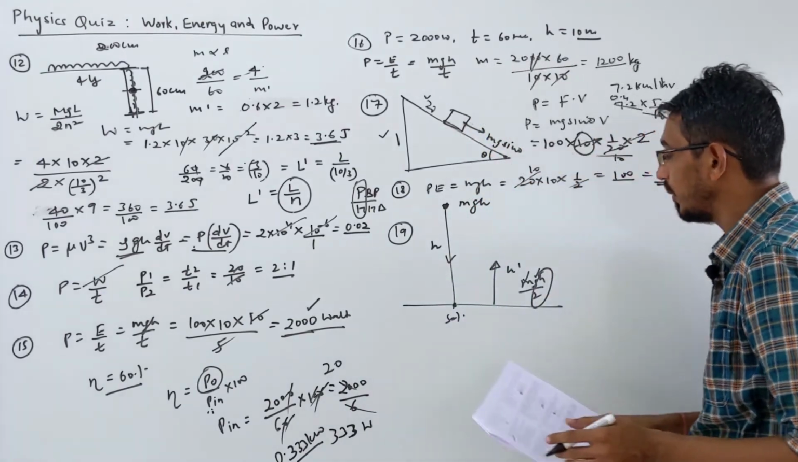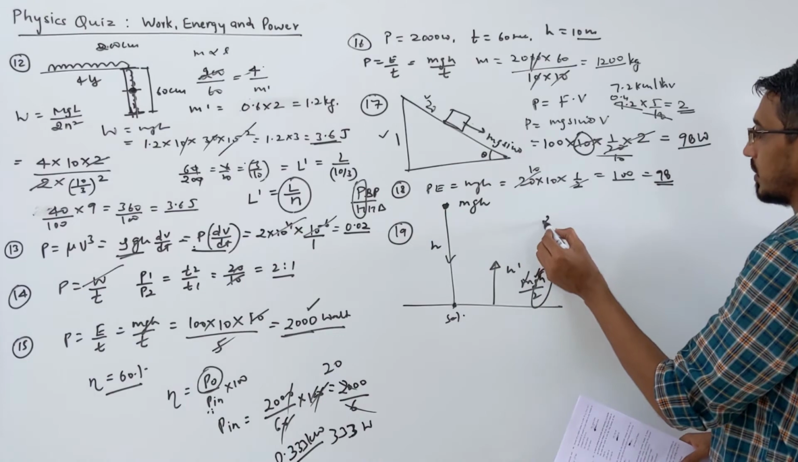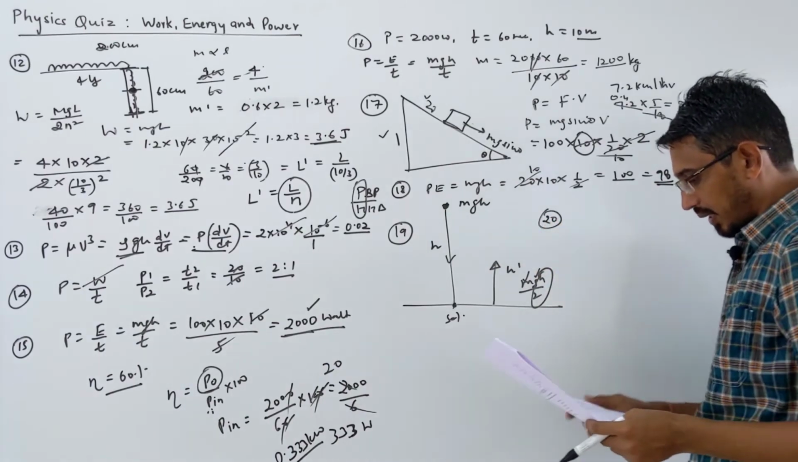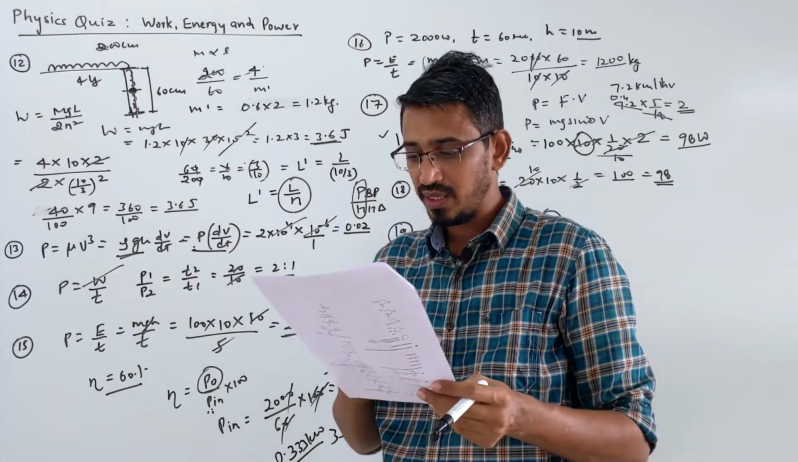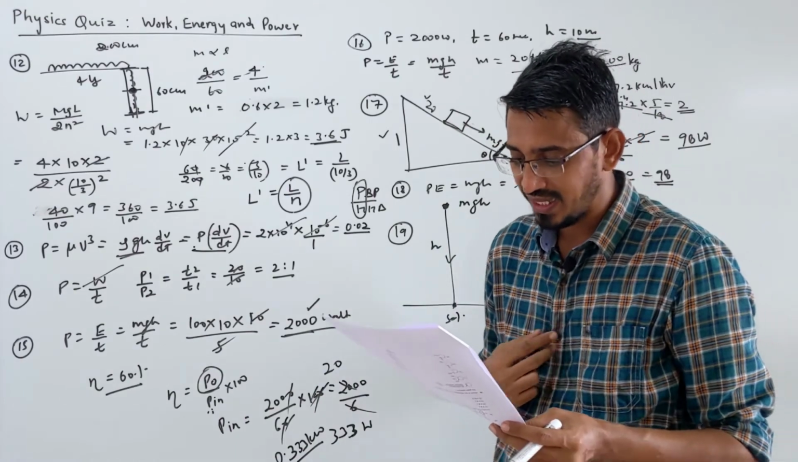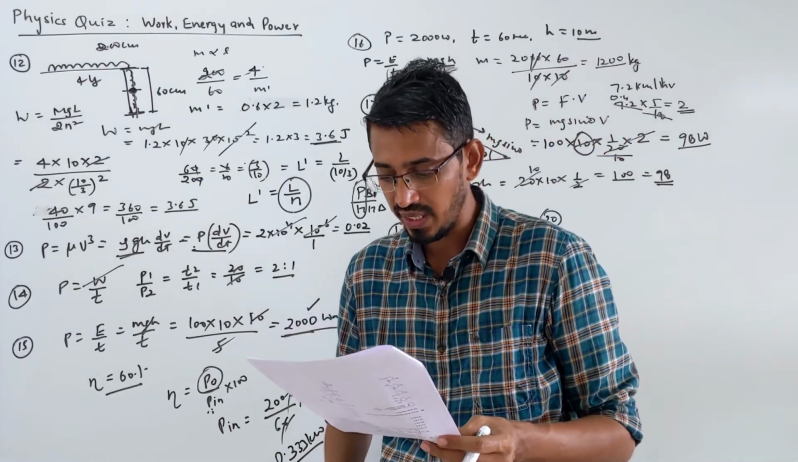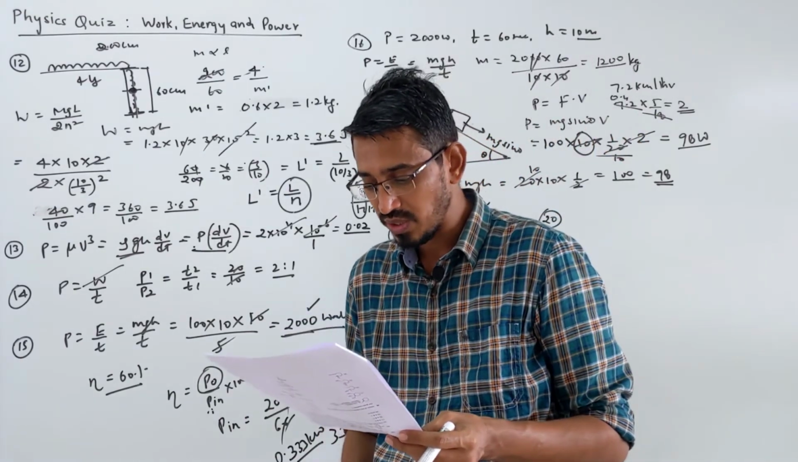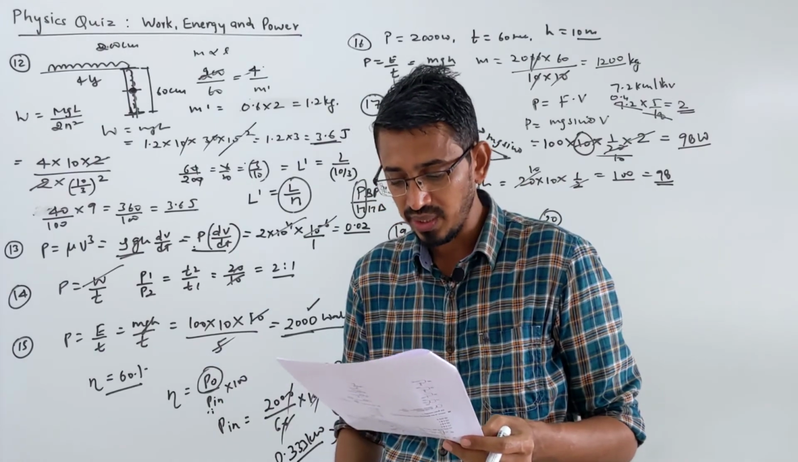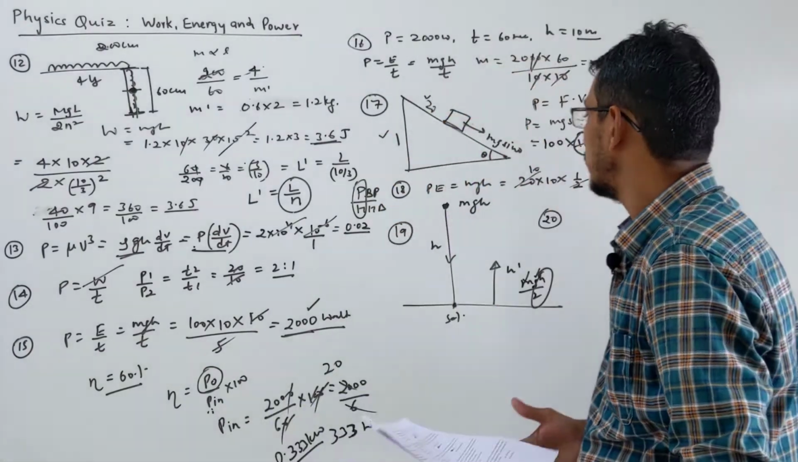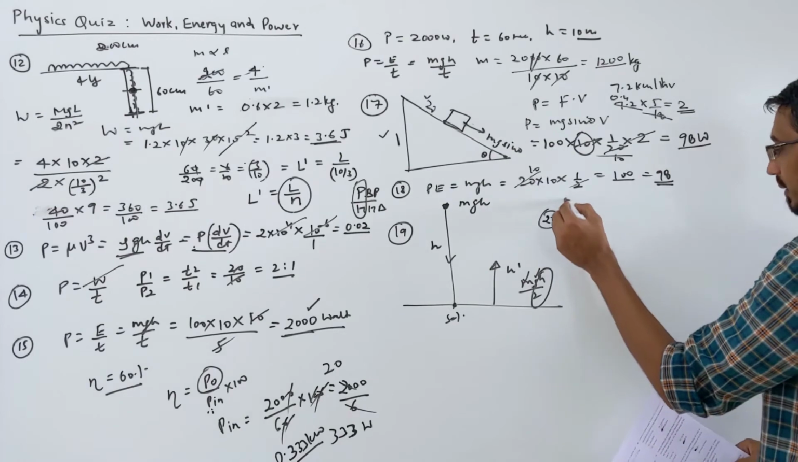Moving to problem number 20, the last problem. A 0.5 kg ball is thrown up with an initial speed of 14 meter per second and reaches a maximum height of 8 meter. How much energy is lost by air drag acting on the ball during the ascent? So listen here.